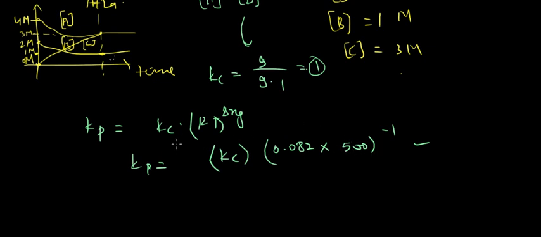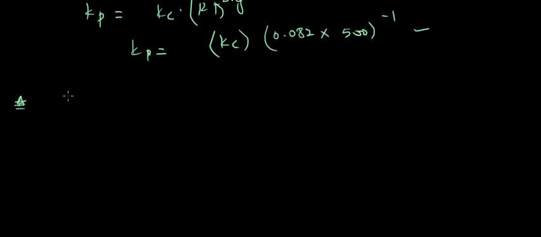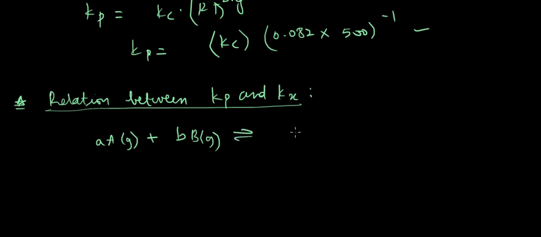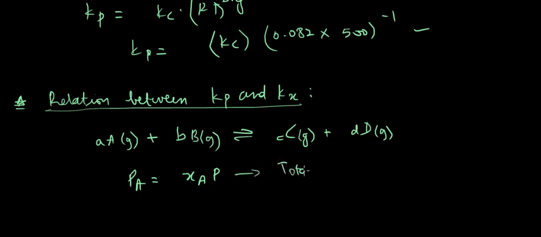Next, let us see the relationship between Kp and Kx. Let's suppose we have a moles of A reacting with b moles of B and forming c moles of C plus d moles of D. Okay, so partial pressure here would be equal to mole fraction of A into total pressure. P is the total pressure and Pa is the partial pressure.